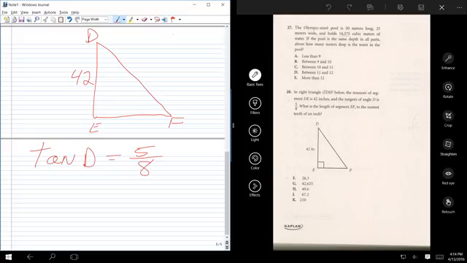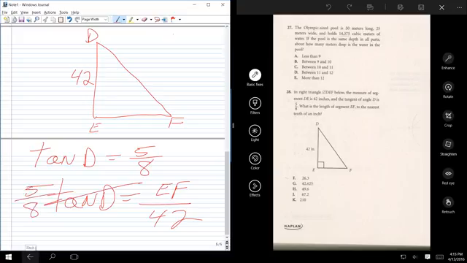So, can't you just make it a dual fraction, like 5/8 is equal to x over 42? There you go. There's my equation. I'd like you to get into a habit of making equations and solving them. The equation you come up with here is the tangent of D equals EF divided by 42, right? They've told us the tangent of D is 5/8. So now there's my equation. EF is going to be 5/8 of 42.